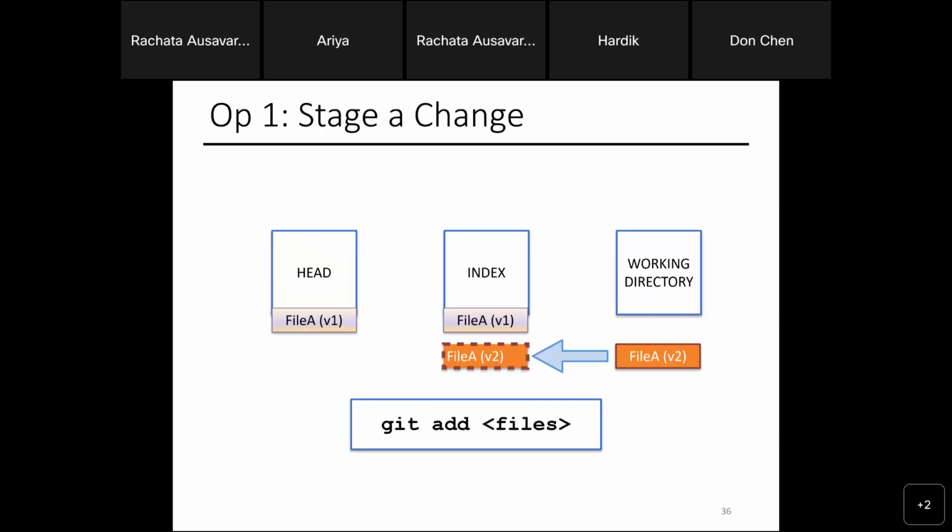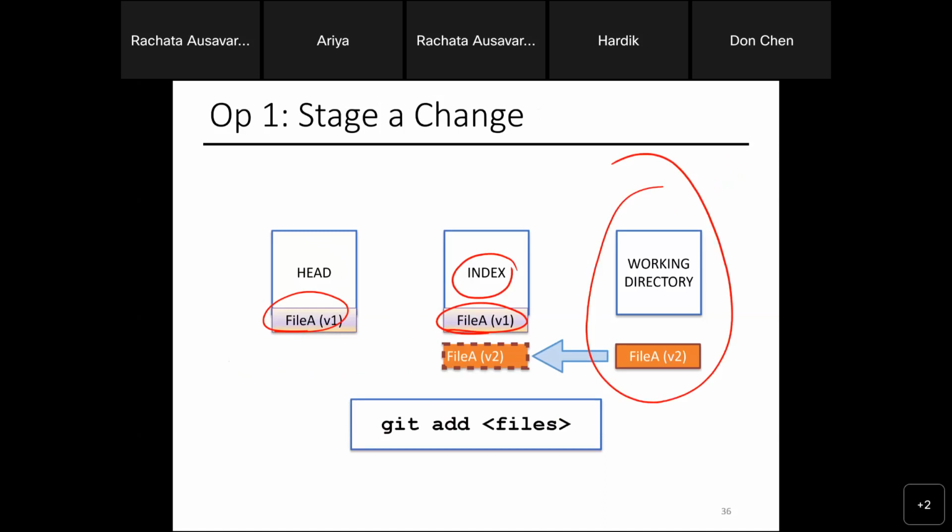Now, let's say you have file A in both head and index, and you modify this file. File A used to be in the index. This is like the version that everyone sees. So when you commit, the index goes to the head. Now, let's say you modify the file right now. Version 1 becomes version 2. When you change the file, it's going to be in the working directory.